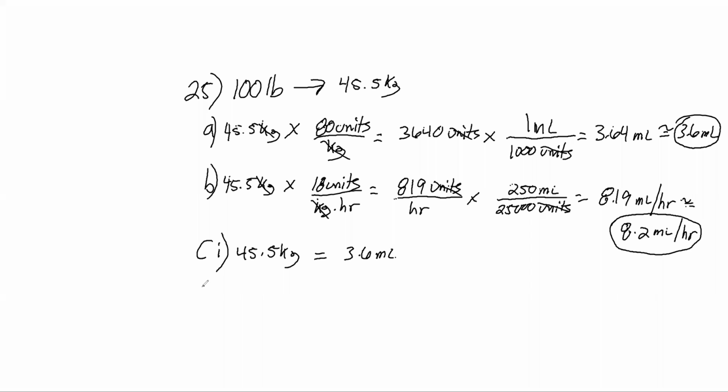So part 2 says to increase the infusion rate by now 4 units. So someone tell me what my new infusion rate is going to be in units per kilogram per hour. 22. Got it. 22 units per kilogram per hour. All we did was add 4 to the 18.